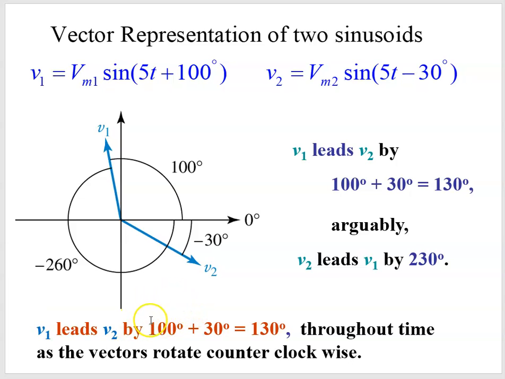So again, throughout time, V1 is going to lead by 100 plus 30 degrees, or 130 degrees, as these vectors rotate counterclockwise through time as we increase time.